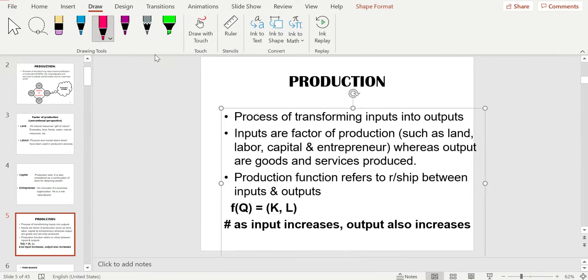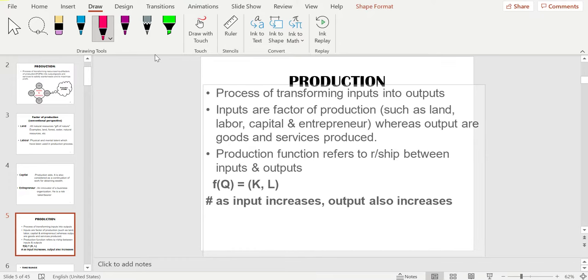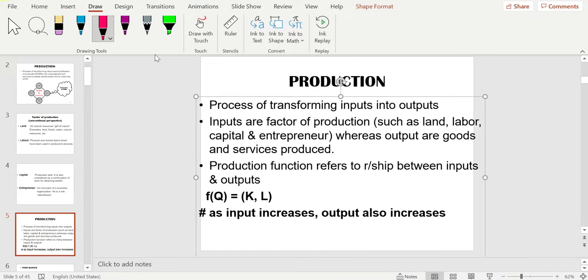Okay. Kenapa I cannot draw? I'm not sure what happened here. Kejap ya.